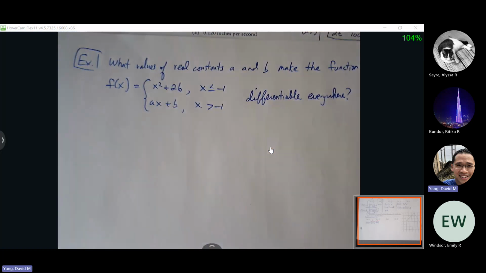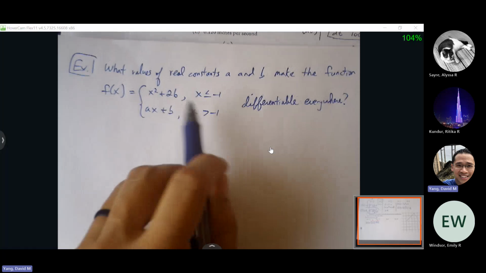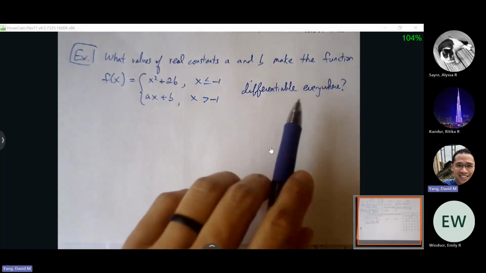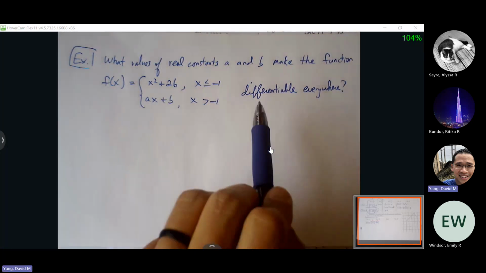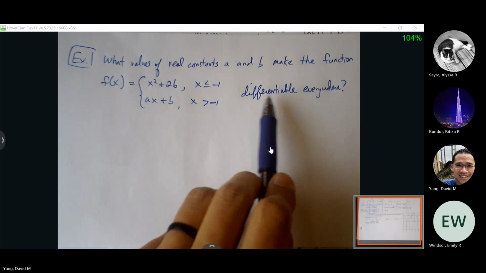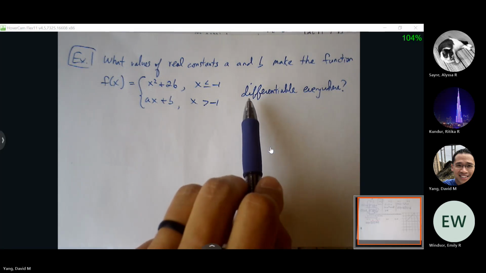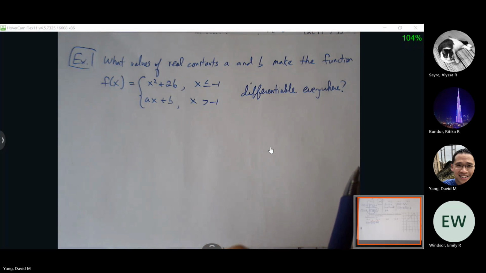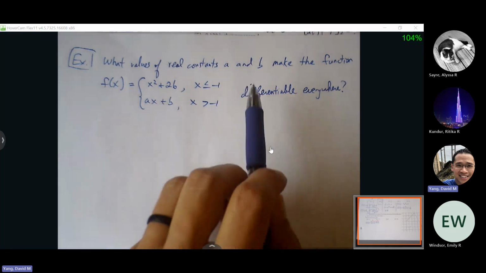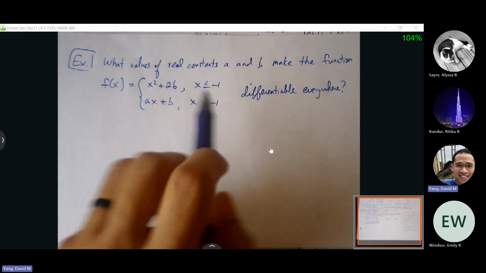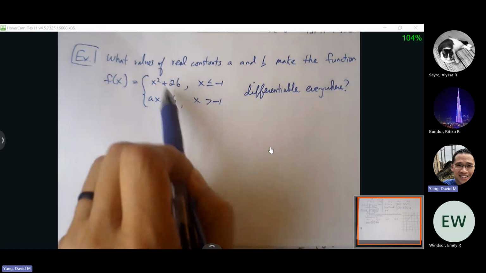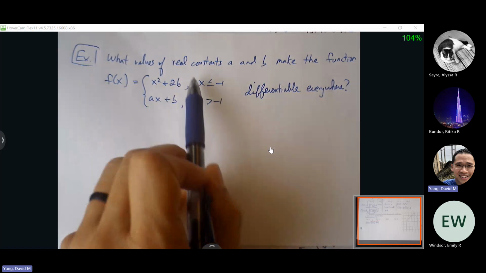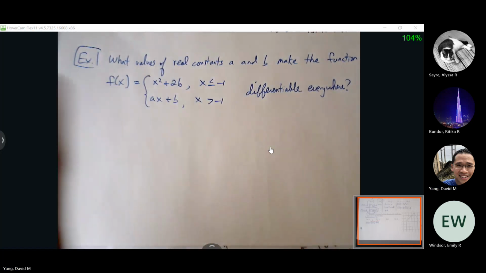The question is, what values of the real constants A and B can make the function differentiable everywhere? So we know there's a piecewise function here. Differentiable means what? Means the slope exists, right? That means the graph is going to be not only connected, but it's got to be a smooth curve. So there's something about -1 that has to be fulfilled. Both of these expressions have to share the same what at -1?